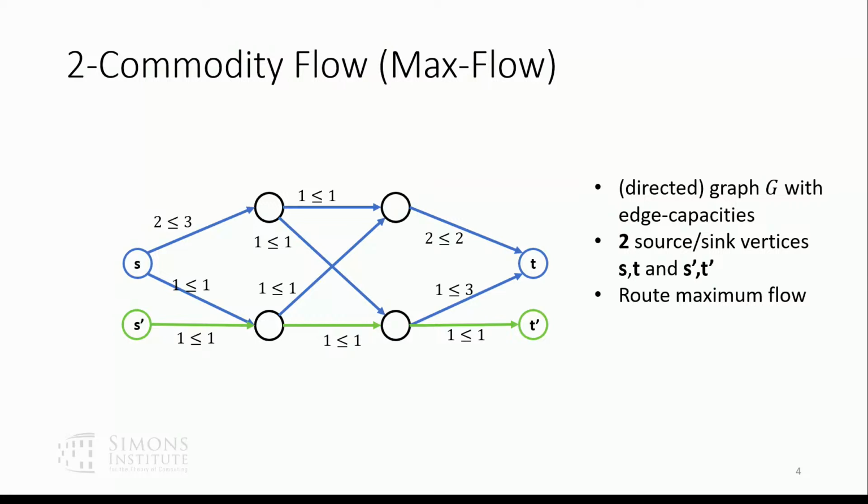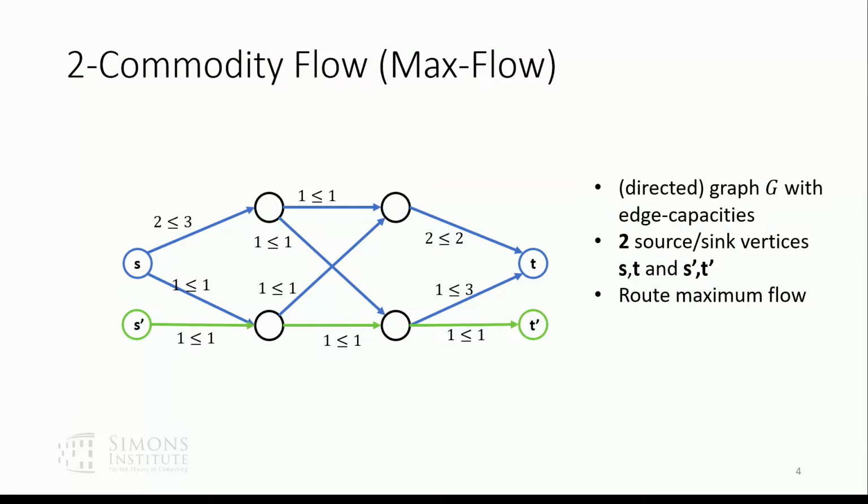But you could also ask things like the min cost variant, where every vertex has some demand. What would be the flow in this network then that minimizes the cost if you also have costs on the edges? Okay, so this is kind of the generalization here of single commodity flow to multiple commodities.